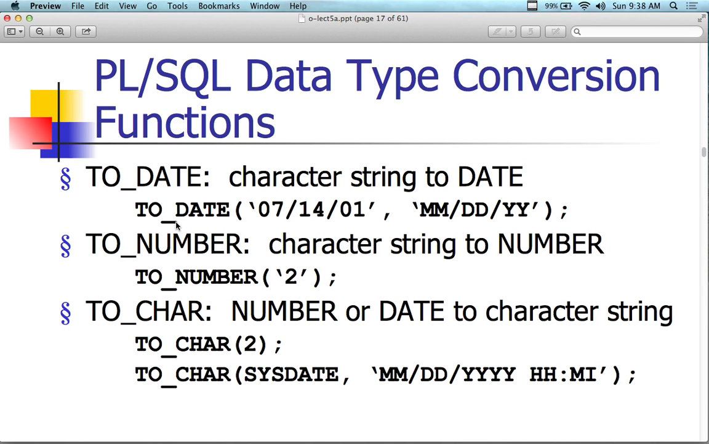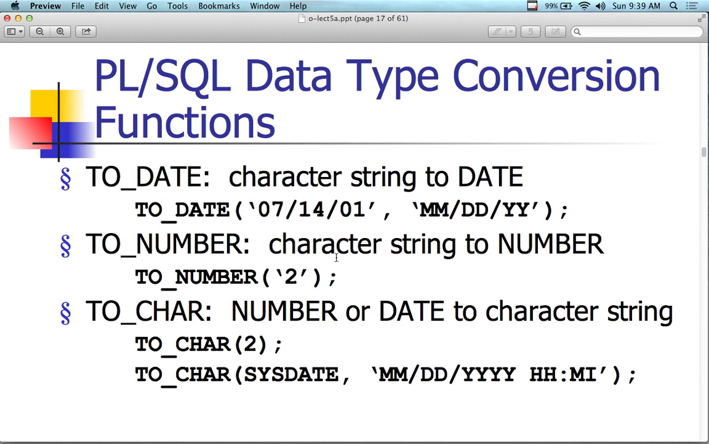So, the PL/SQL data type conversion functions. We have ToDate, ToNumber, and ToChar. The ToDate takes a character string and converts it to a date. So a ToDate of 07/14/01 would use a mask of month, day, year.